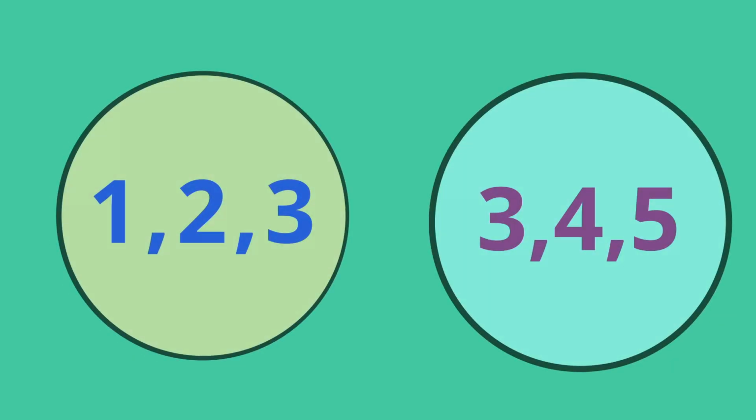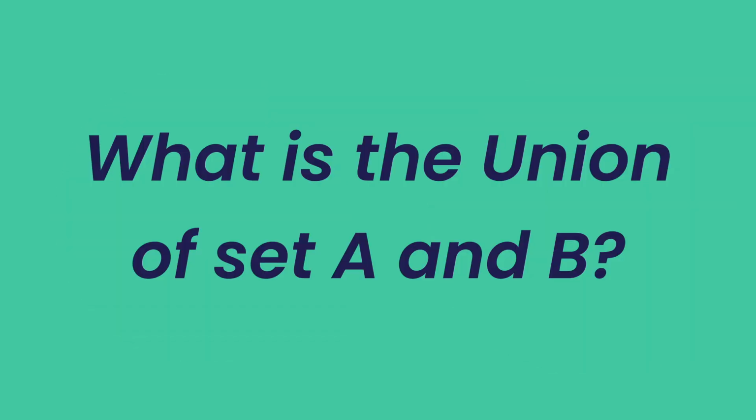Now let's look at the sets again. So we have set A equal to 1, 2, and 3, and set B equal to the set containing the numbers 3, 4, and 5. And the question we are going to answer is, what is the union of set A and B? In other words, what is the set which has both the elements of set A and set B?